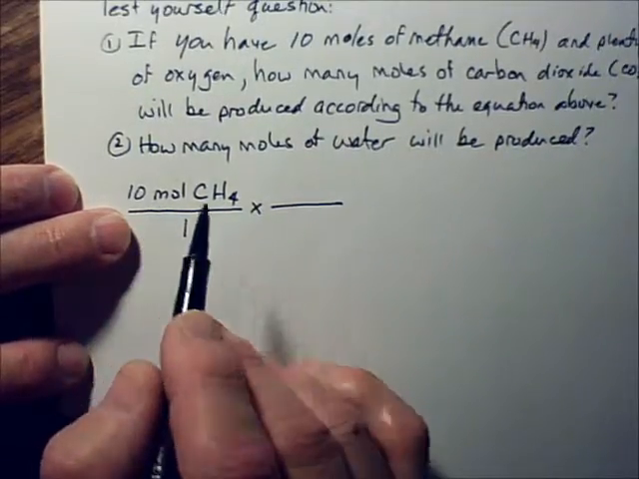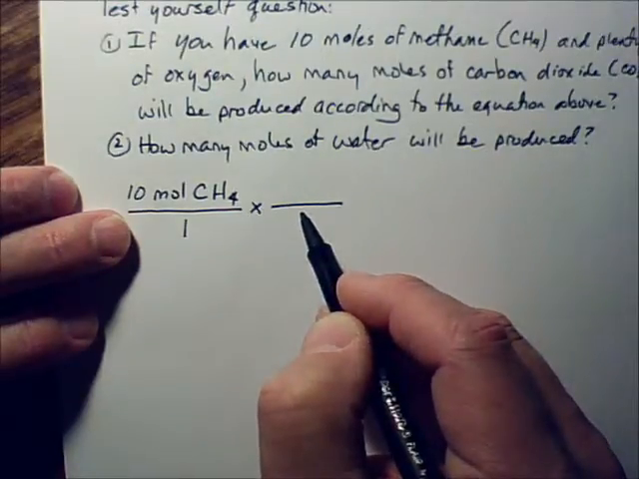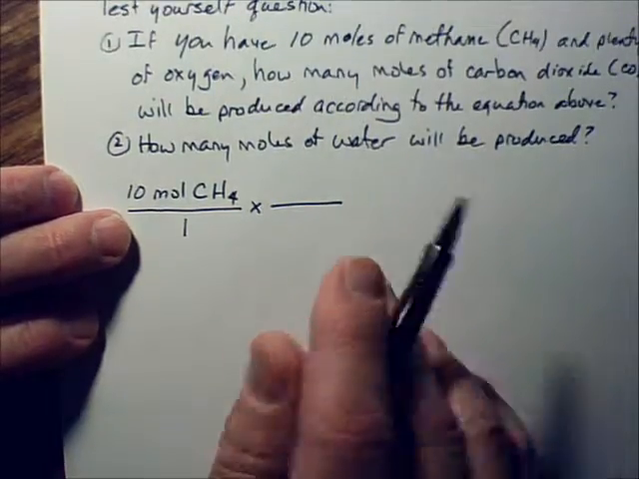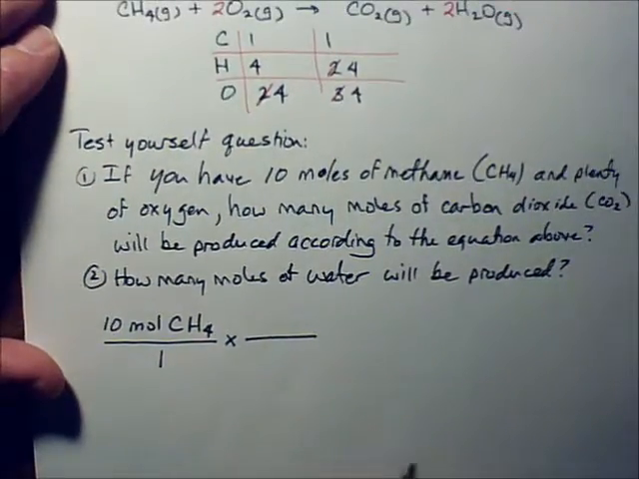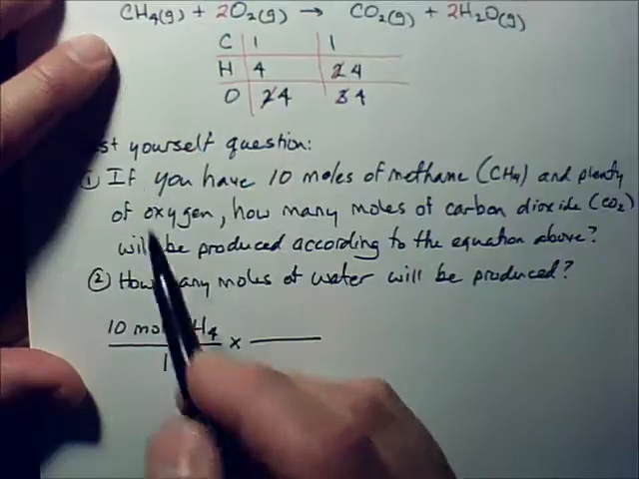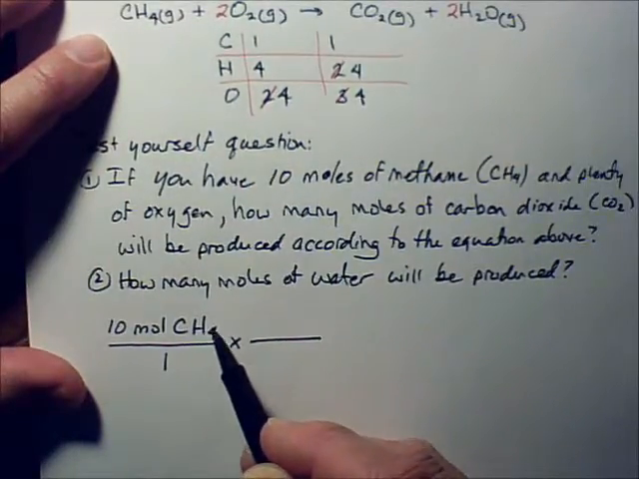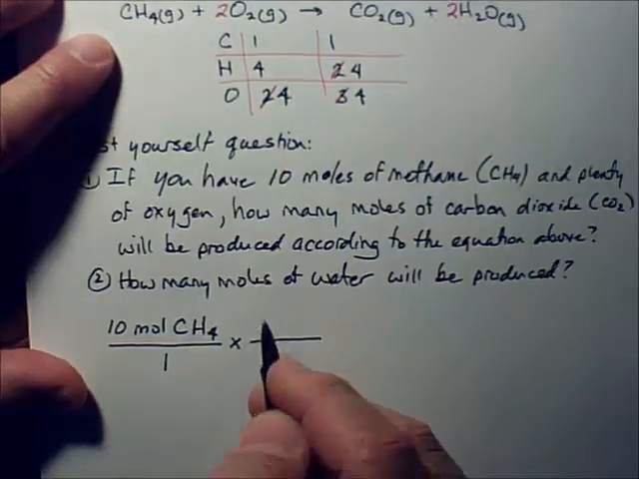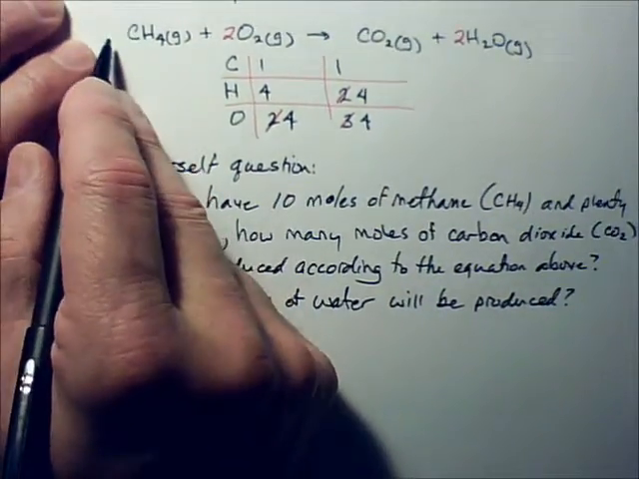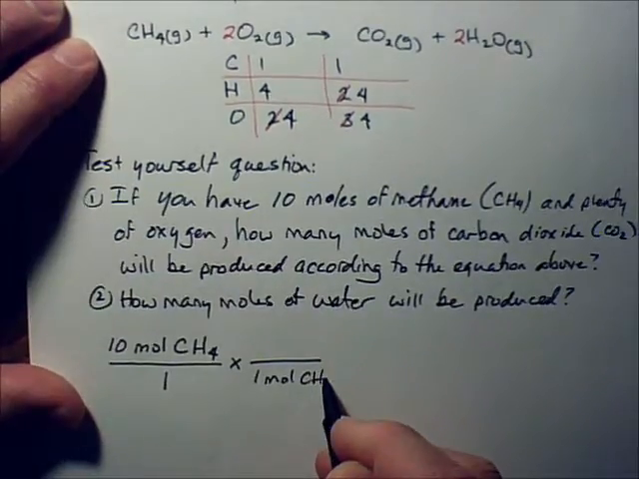Now, what I want to do to build a conversion unit here, or this will be a conversion factor, not really a conversion unit, is I want to look at the balanced equation and use the species that matches my starting amount. Well, in this case, the species is CH4. And I can say this is moles of methane, so I can say this is 1 mole of methane in the equation. 1 mole methane.